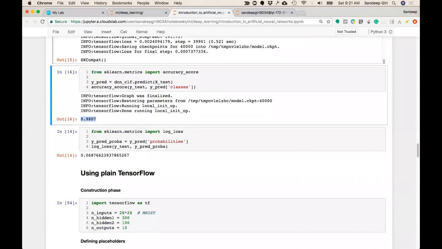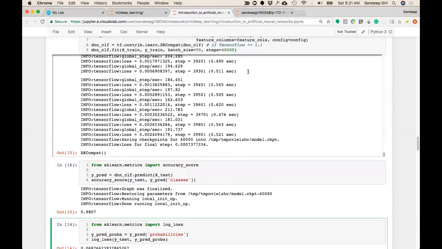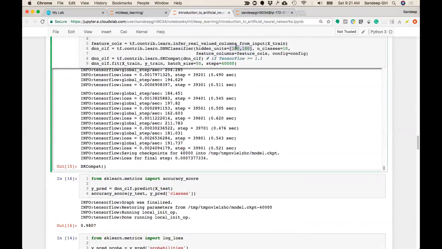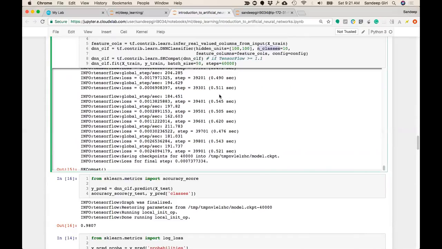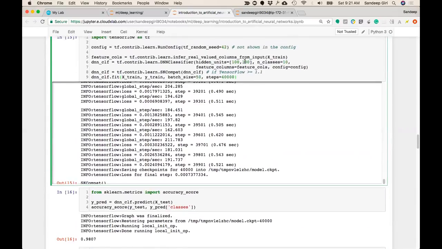We can actually try increasing the hidden units, say by 50 each. The number of classes is 10 because we are classifying them into 0 to 9. Great. Okay, that's a good point.